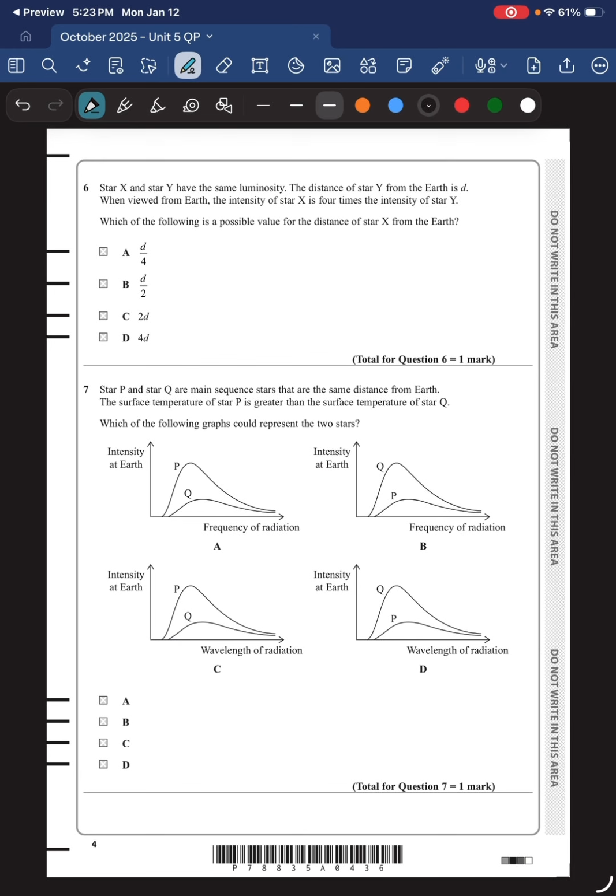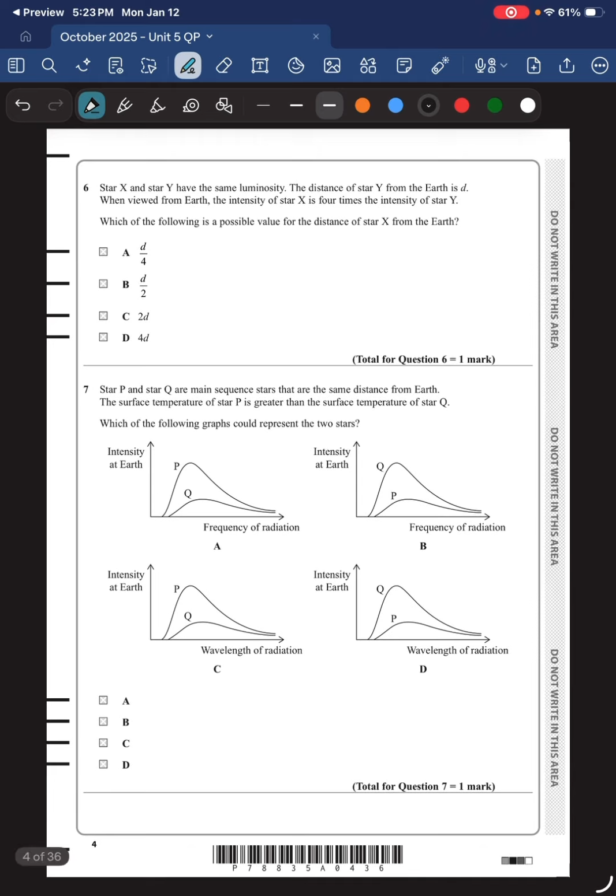Question 6. Star X and star Y have the same luminosity. The distance of star Y from the Earth is d. When viewed from Earth, the intensity of star X is 4 times the intensity of star Y. Which of the following is a possible value for the distance of star X from Earth?